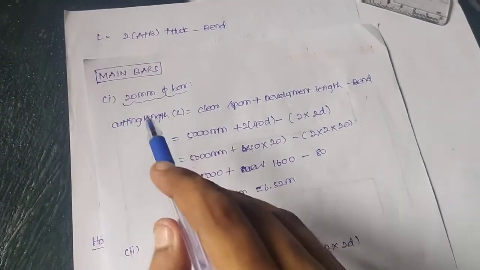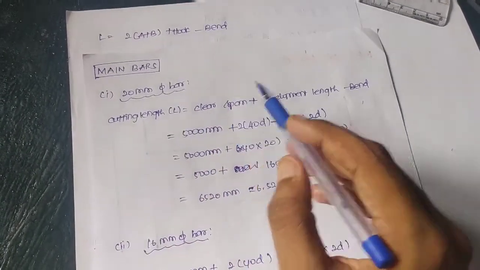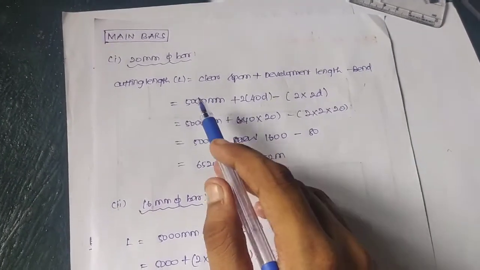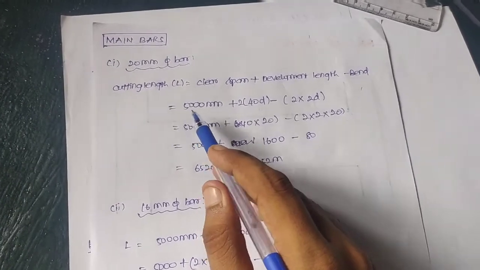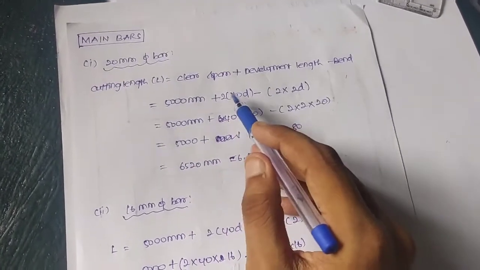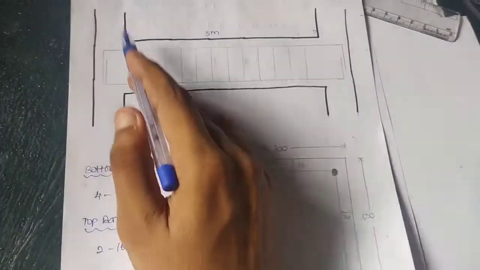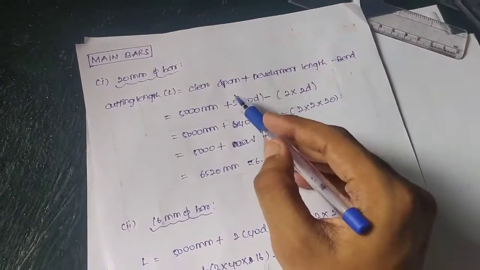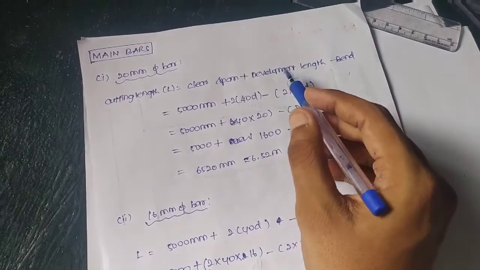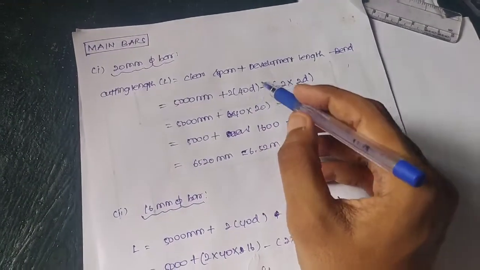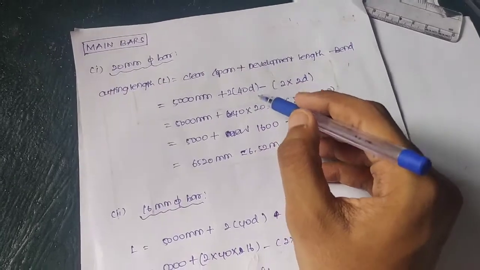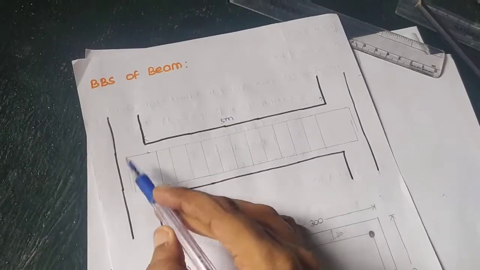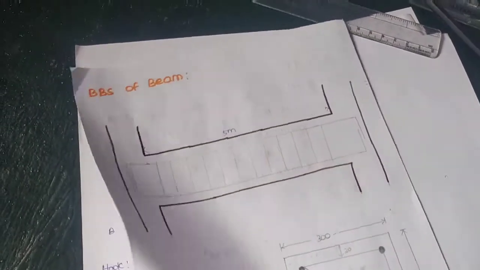So we get the formula: cutting length L is equal to clear span plus development length minus bend. First, clear span, we know that it is 5 meter and 1 meter is equal to 1000 mm, so 5 meter is equal to 5000 mm, plus development length. We have development length on both sides, on this side and on this side also. So 2 times development length, and the development length formula is 40D. For a beam, development length is 40D. So 2 into 40D minus bend. Similar to development length, the bend is also on both sides. Here there is one bend and here another bend.